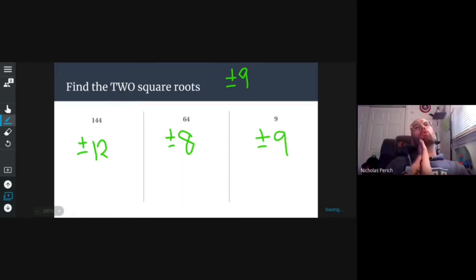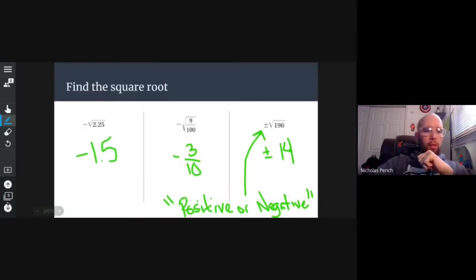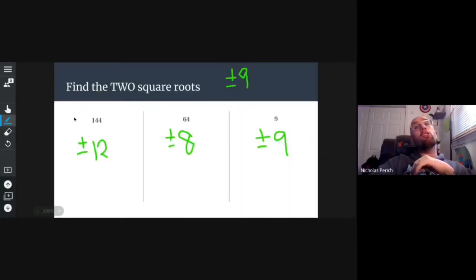If I give you just the symbol, like I did in these last problems, you don't have to worry about throwing the positive or negative in front of it. If I ask you to find the 2 square roots, you have to do the positive or negative in front of it. Dumb rule.